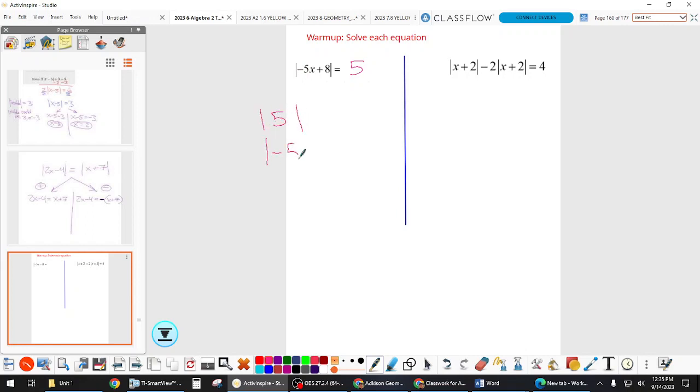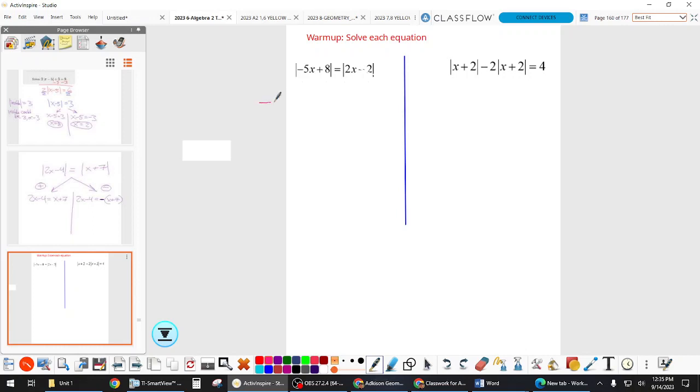Here's what I mean. Both of those give you 5, right? Which means what's inside must have to give you 5 or negative 5 for that to be true. Okay? So that was like the first however many of your homework. That was basically the way those work. This is no different. At least in terms of concept, it's no different.